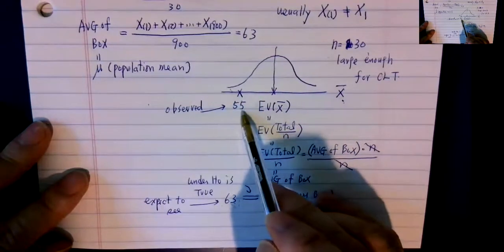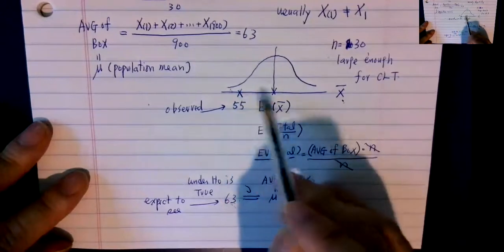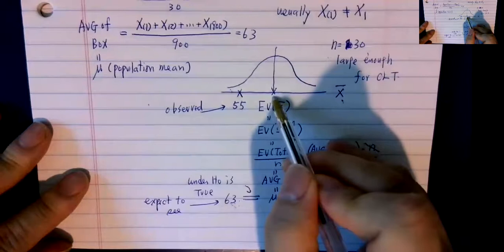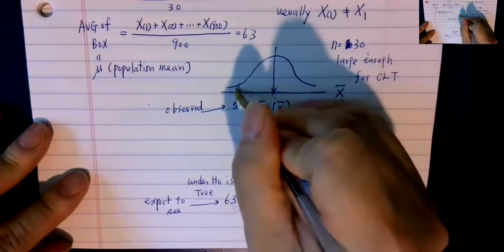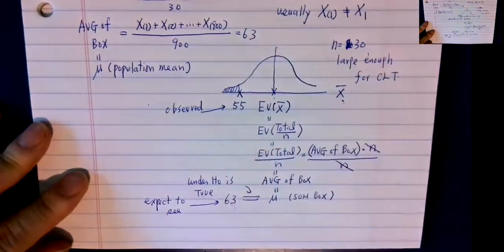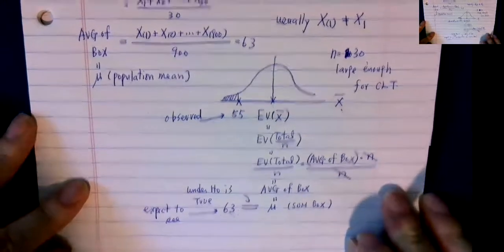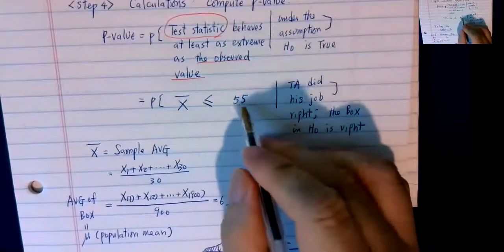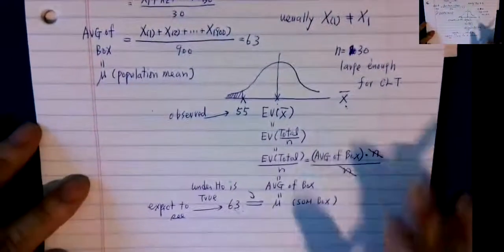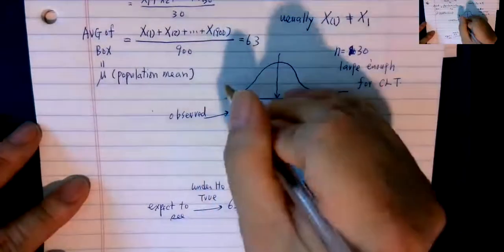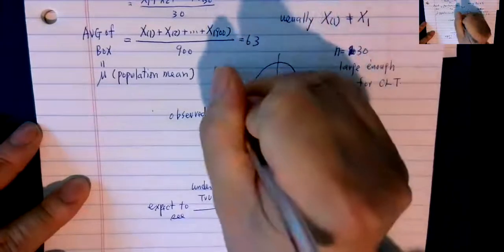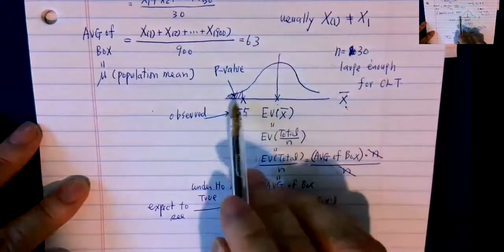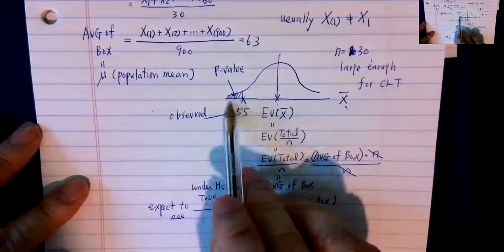Under H0 is true, what we observe should be close to what? 63. If it isn't close to 63, it deviates further from our expectation. That's called extreme. Okay? So this one is what? Less than or equal to what? 55. Okay? Less than or equal to 55. And that is the shady area here. And this shady area is called the p-value. And our job is to find the size of the shady area.